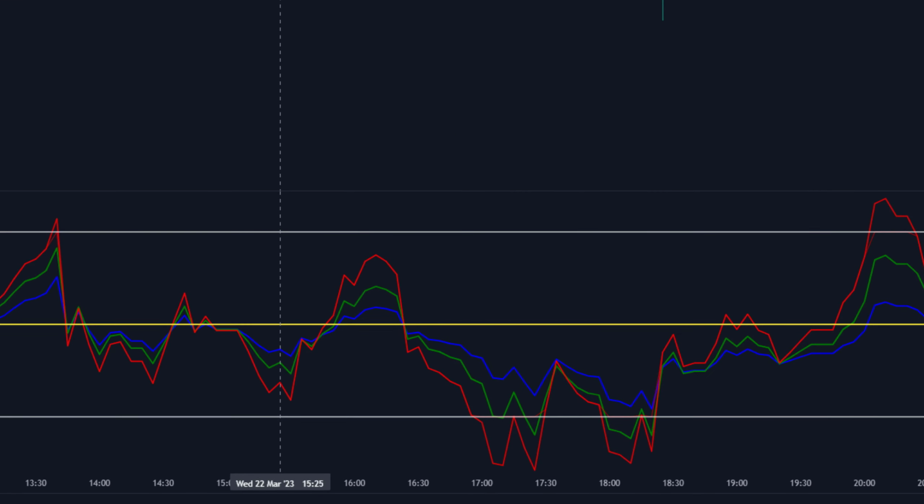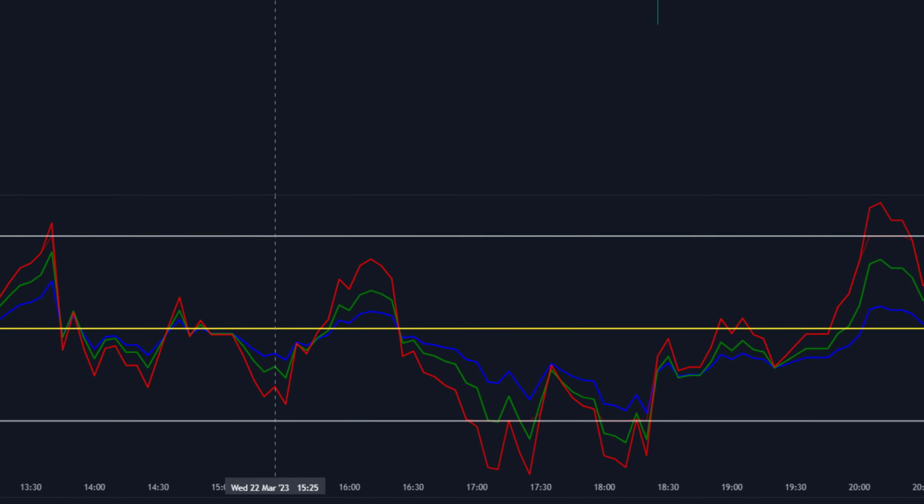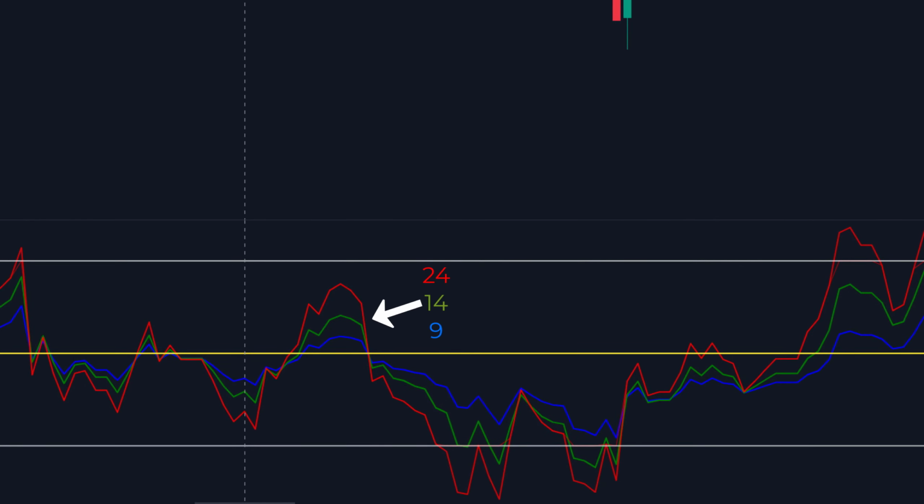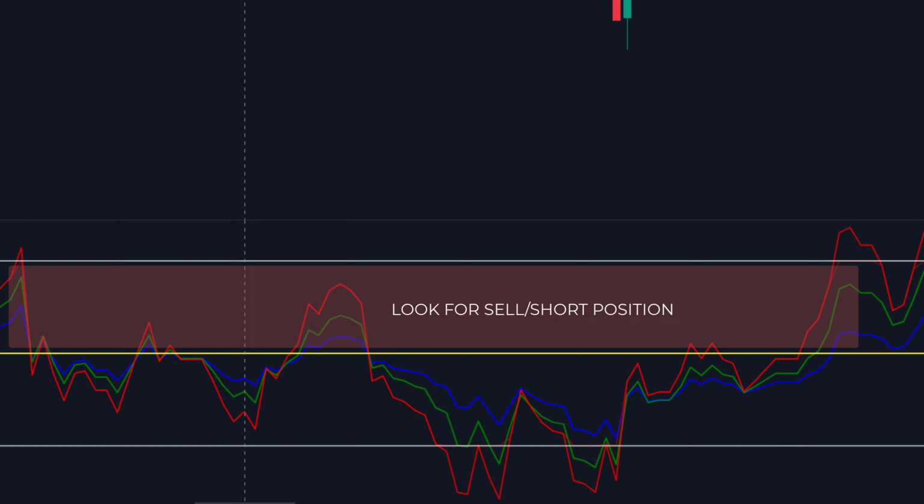Now we're all set. As you can see, you have 3 lines. These are different RSI values: 24, 14, and 9. We are looking for sell positions when all the 3 lines are above the yellow line.